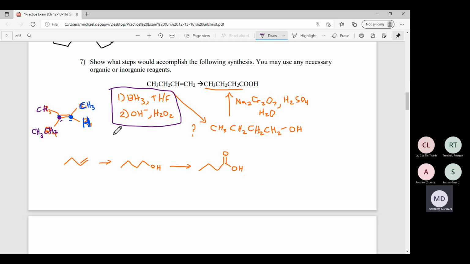I could use a couple of different things. I could react it with hydroxide. Well, no, not hydroxide. Hydroxide wouldn't work. But you would probably use acid catalyzed hydration, so basically dilute H2SO4, as our other student mentioned. Or you could potentially also use oxymercuration, demercuration.